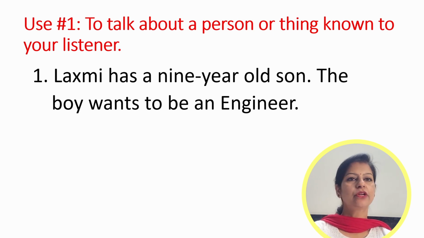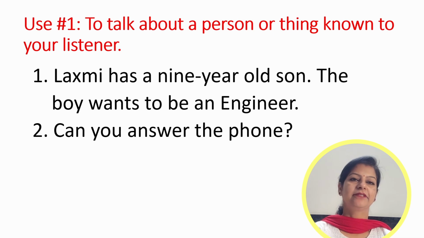Use "the" when talking about something specific or already known to both the speaker and the listener. It's like pointing to something specific. For example, Lakshmi has a 9-year-old son. The boy wants to be an engineer. In the first sentence, we say "a son" because it is the first time we are talking about him. But in the second sentence, we use "the boy" because now we know which boy we are talking about. That is Lakshmi's son.